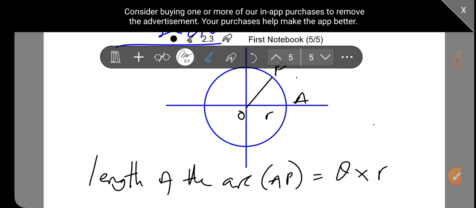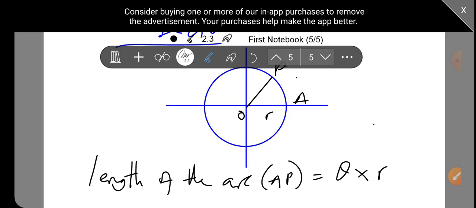Because remember, we said earlier that in radians, theta is equal to the arc length, right? In that case, we had a unit circle whereby r was 1. So the length of the arc was indeed equal to theta. So what we are saying is, given any radius, the length of the arc will be equal to theta times radius.